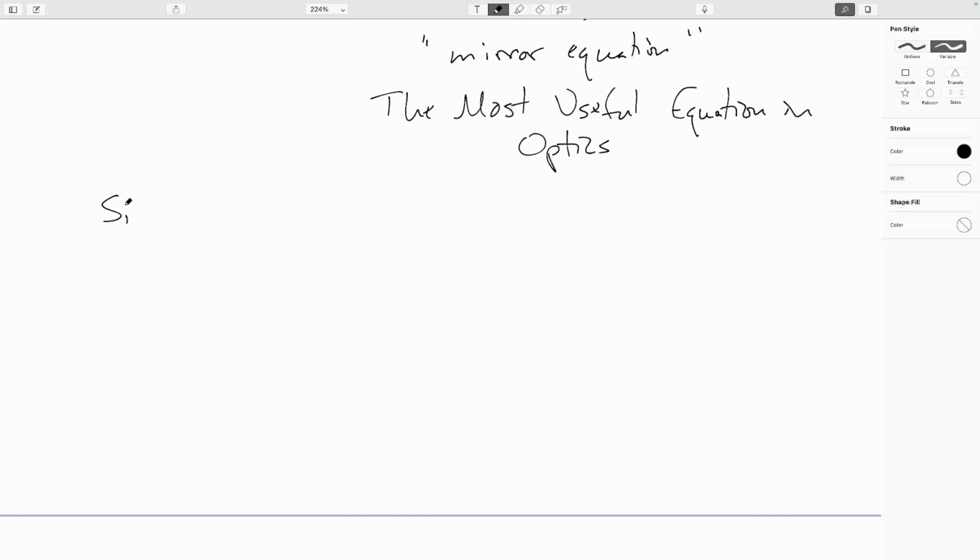So this is the sign convention that we will be using. This isn't the only possible one. This one is the one known as the left light convention.